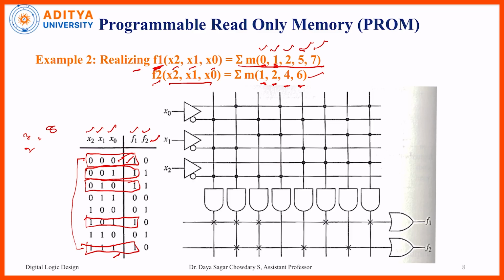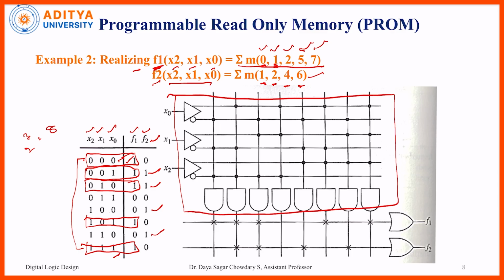Again we have to give here, this is 1 and this is 2 and this is 4 and this is 6. So likewise we have to place 1 at the particular corresponding inputs. So now, this is again the structure of the decoder. If we observe, this is the entire structure of the decoder block diagram.